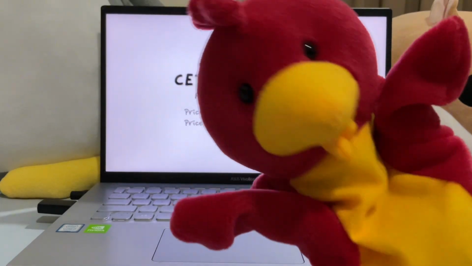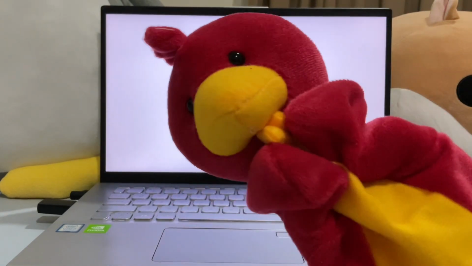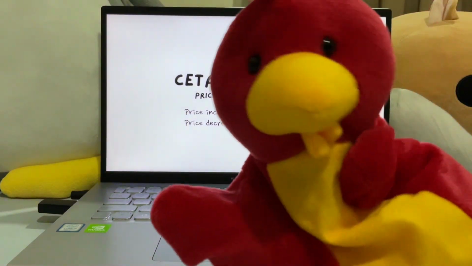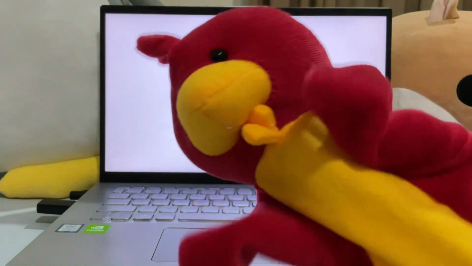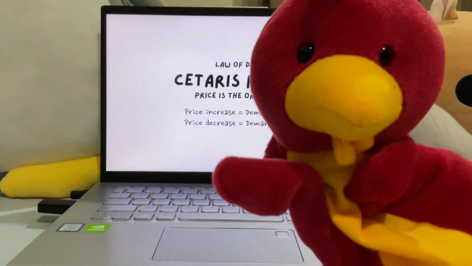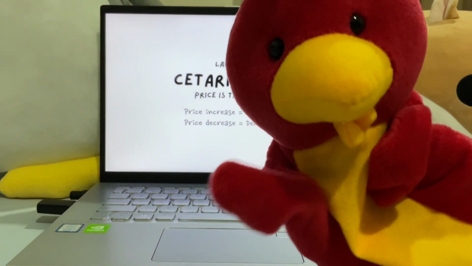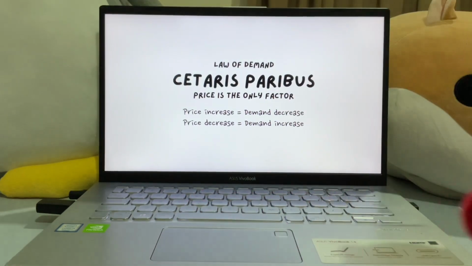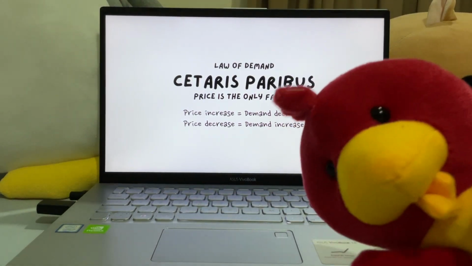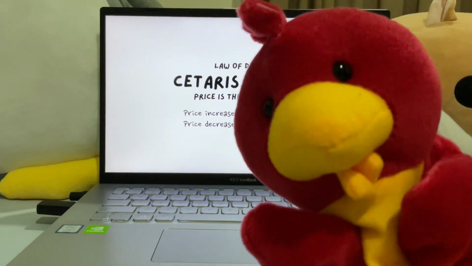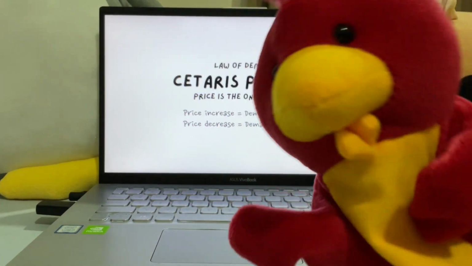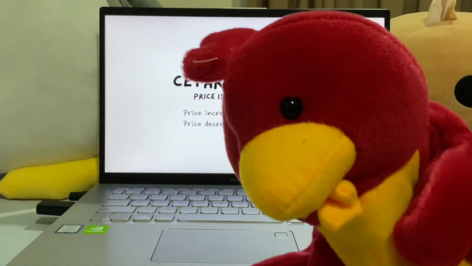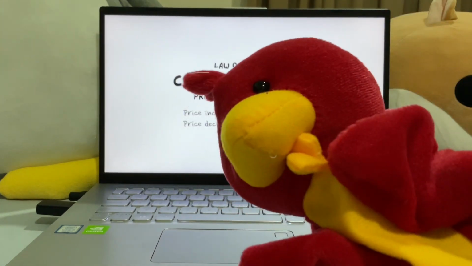The factors mentioned before significantly influence demand. However, when using the assumption of ceteris paribus, which means keeping all other factors constant, the law of demand applies, making price the sole factor that affects demand. Assuming all other factors remain constant, the law of demand states that when prices rise, demand falls, and when prices fall, demand increases.